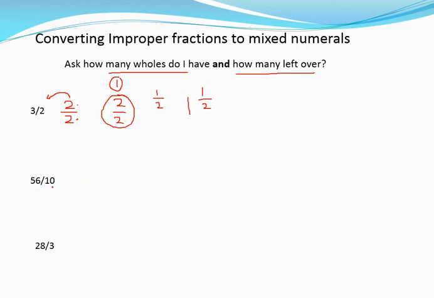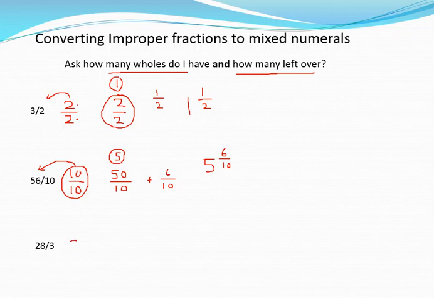For the next one, 56 tenths, I need to remember that 10 tenths is equal to one whole. Now I need to ask myself, how many groups of 10 tenths are there in 56 tenths? Hopefully you're seeing straight away that I can think of this as 50 tenths plus 6 tenths. Now 50 tenths is 5 wholes, 5 groups of 10 tenths, and I've got 6 tenths left over. So my mixed numeral is 5 wholes and the 6 tenths left over.